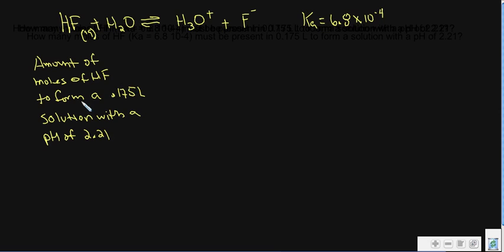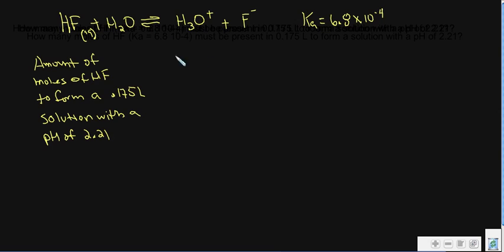Well, here's what we have to do. We have to say, if we want this pH, then we have to have a certain concentration of hydrogen ions. And our concentration is going to be dependent on this volume. We're given a specific volume right here. So those are two things we need to worry about: the concentration of hydrogen ions and this volume. So first of all, what is a pH of 2.21?